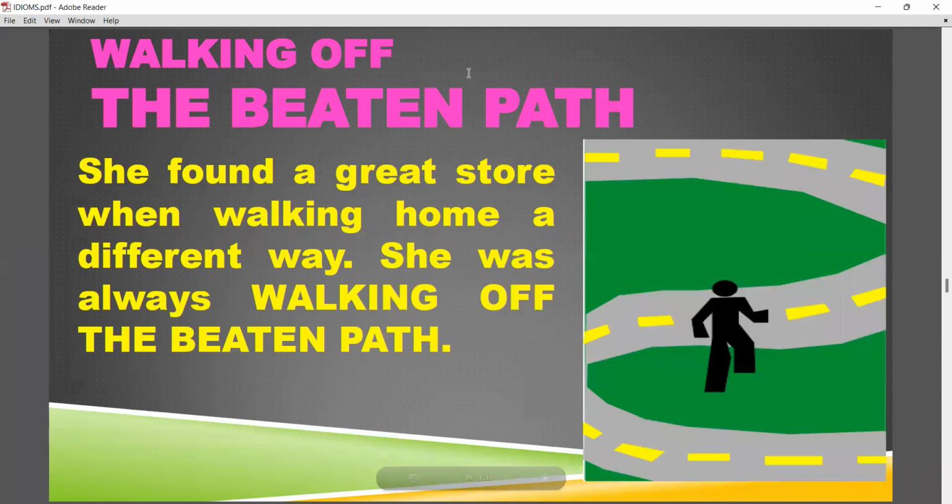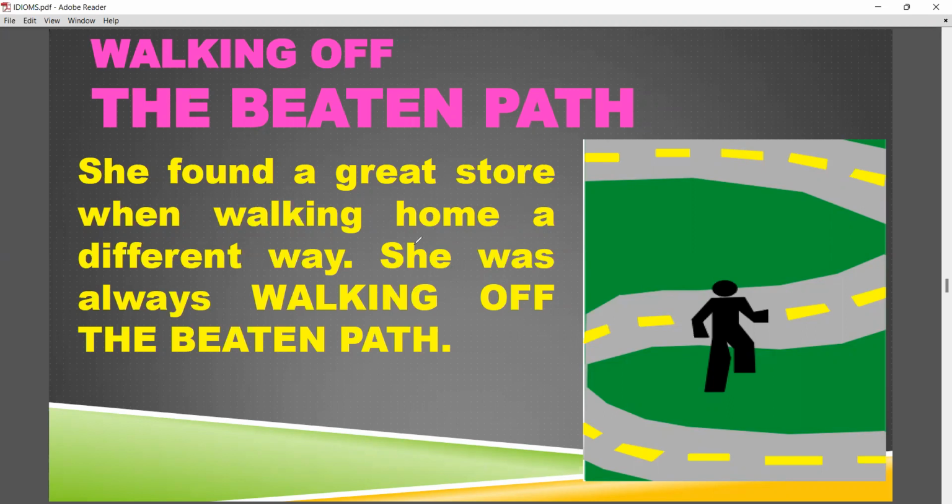Next is walking off the beaten path. What is the picture depicting? Any idea? There's a path, a kind of road, and there is a green pasture. What is this person doing? Rather than walking on the road followed by most people, he's walking on the green pasture. This person is walking off the beaten path.